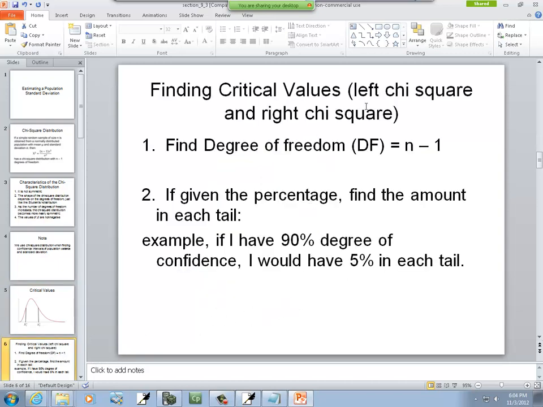Now, to find the critical values, your left chi-square and your right chi-square, you'll find your degree of freedom, which is n minus 1.